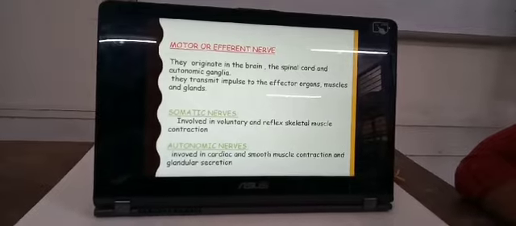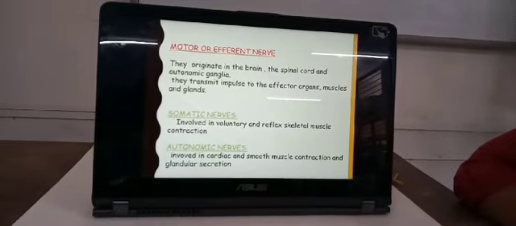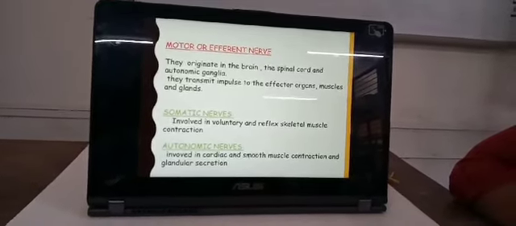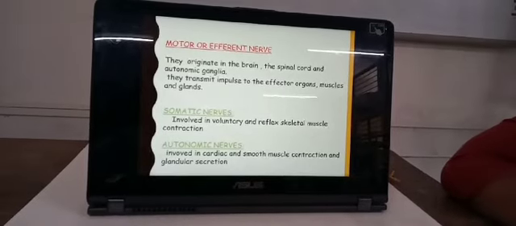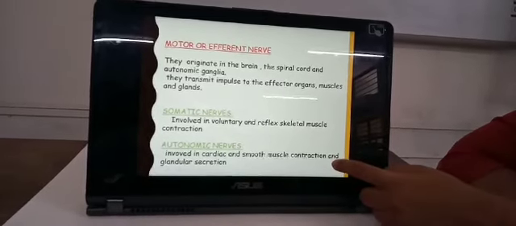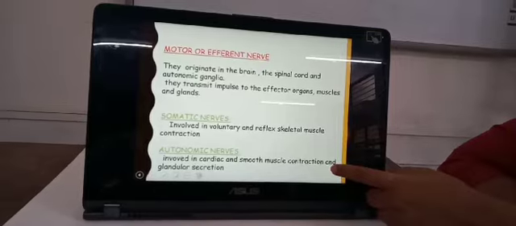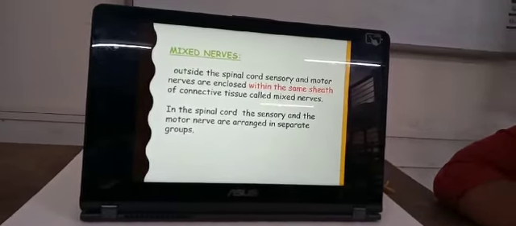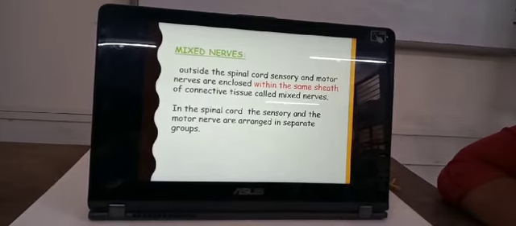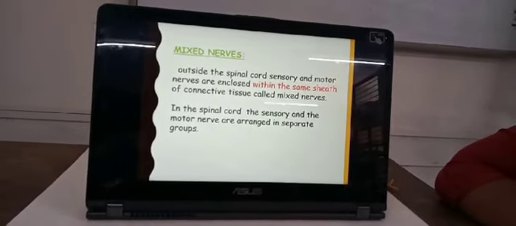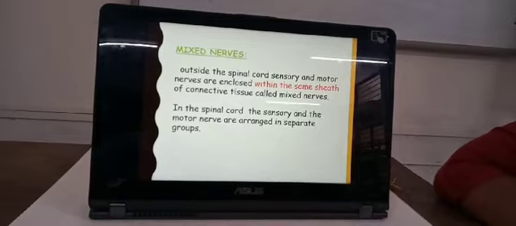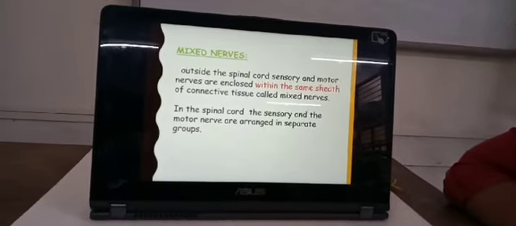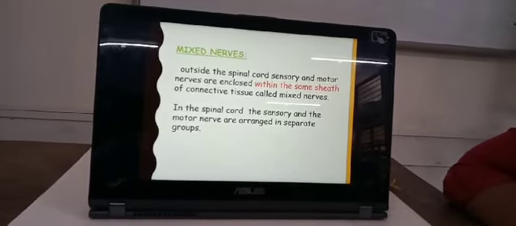There is something called as autonomic nerve function, which involves the cardiac and the smooth muscle contraction and the glandular secretion. Your heart, no matter what you realize or you don't, it keeps beating on its own. Even your respiration, it doesn't ask your permission or you have no control over its working. Next you have the mixed nerves.